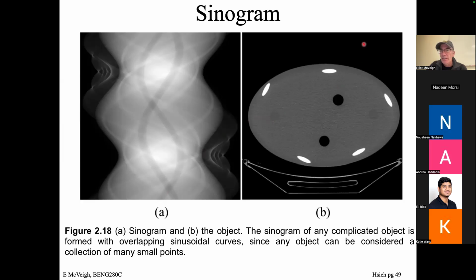For example, when we're projecting such that we're looking straight down through both of these and they overlap, that would be right here. Now they're overlapped. So I'm trying to give you a notion of what the sinogram is and what it looks like.